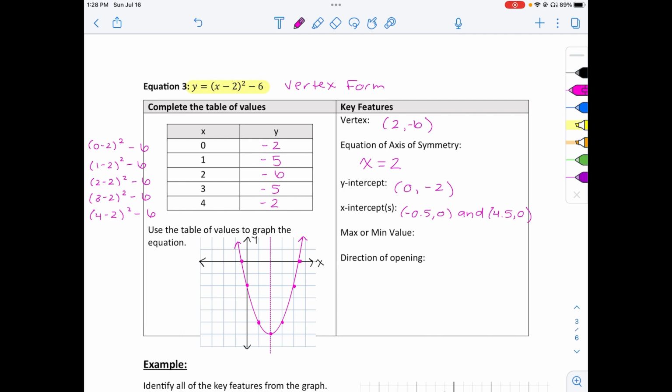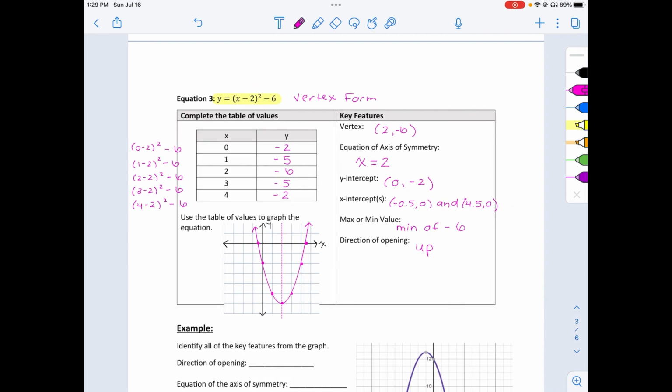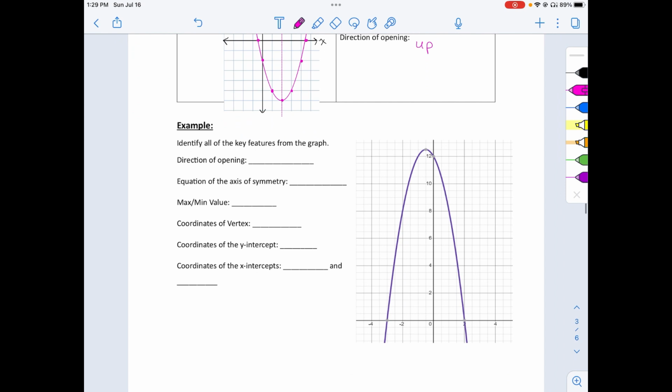The minimum value, again, this is the y value of my vertex, so this is a minimum value of -6, right? It's the lowest possible y value that the curve is going to reach, and it is opening up. Okay, so those are 3 different examples of different parabolas, how we can plot them based on their table of values. Once we plot them, then we can tell those key features. And the last example here, we're just going to look at one that is already plotted for us and how we can identify the key features.